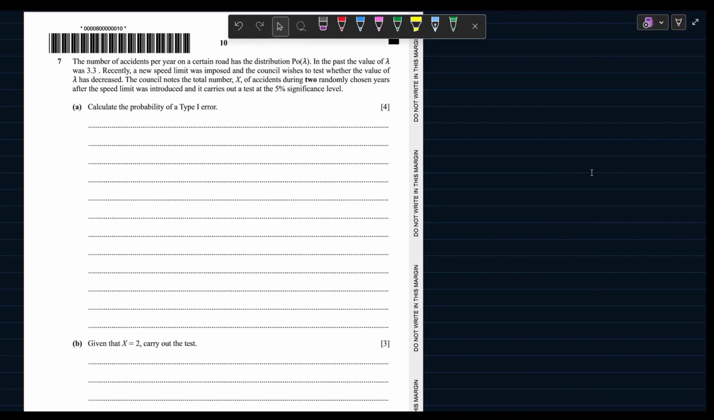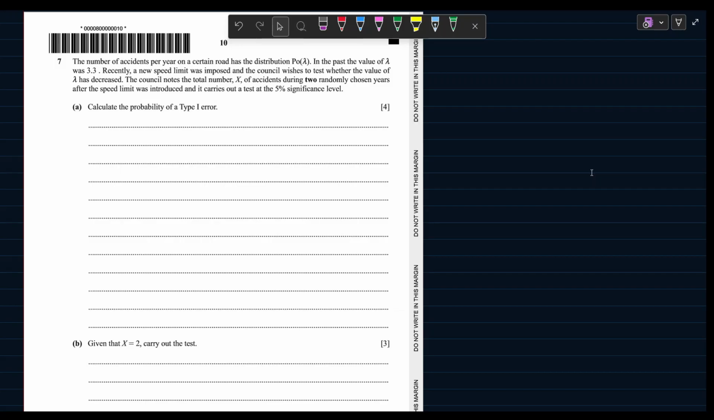Number 7. The number of accidents per year on a certain road has the distribution Poisson with lambda. In the past, the value of lambda was 3.3. Recently, a new speed limit was imposed, and the council wishes to test whether the value of lambda has decreased. The council notes the total number x of accidents during 2 randomly chosen years after the speed limit was introduced, and it carries out a test at the 5% significance level.